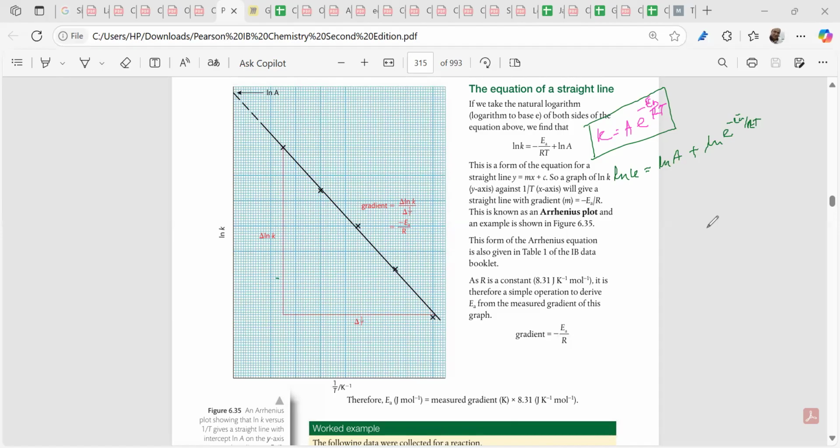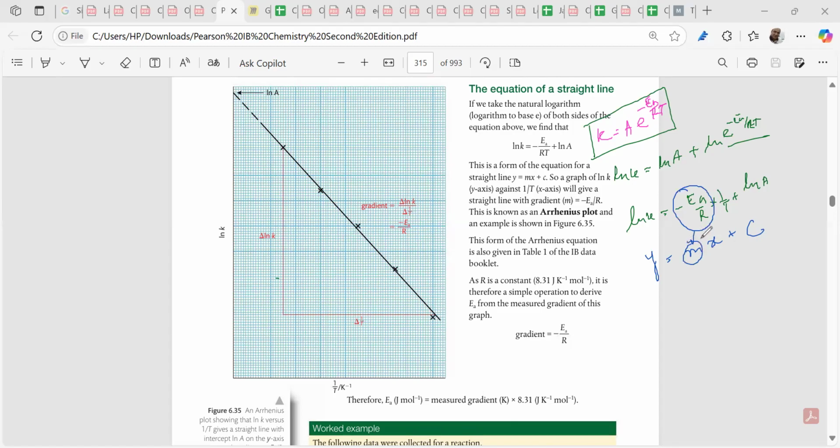Now next, if you take ln of e, this becomes one, and ln k is equal to minus Ea by R into 1 by T plus ln A. Is it clear? Understood? See, this is very similar to the equation y equals mx plus c. Understood? What is m? m is minus Ea by R. The gradient is this, right?